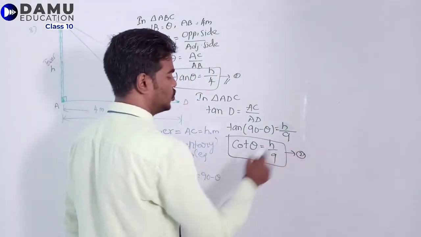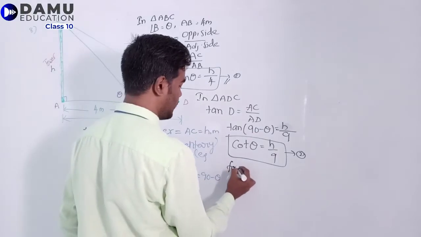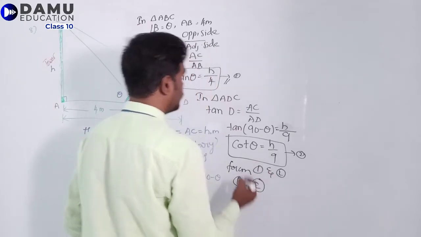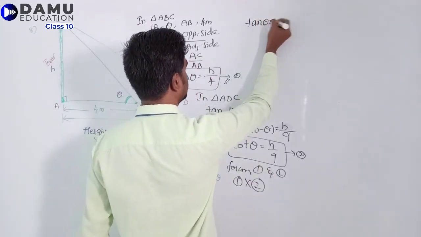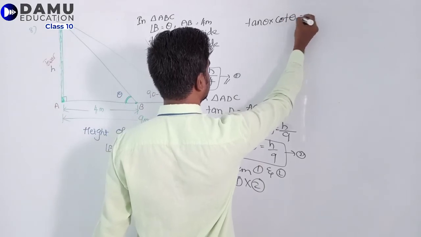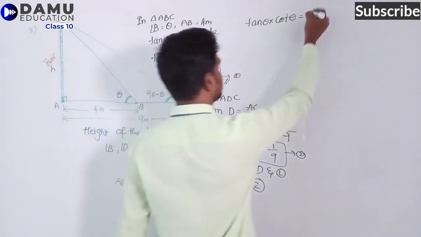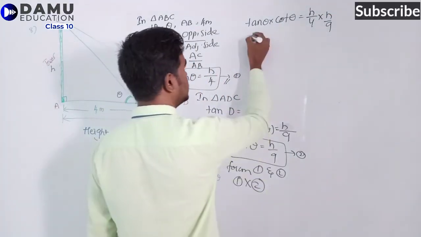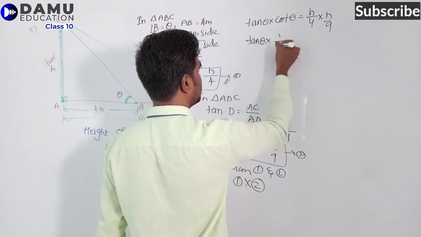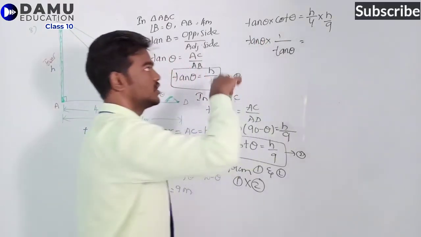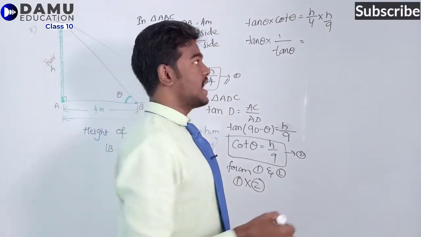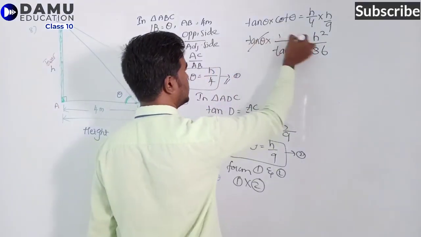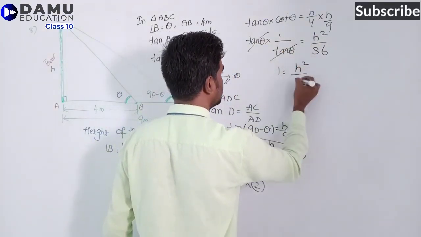Let's take this as equation 2. From equations 1 and 2, let's multiply 1 and 2: tan theta into cot theta equals h by 4 into h by 9. As we know, cot theta equals 1 by tan theta. So h into h, 4 nines are 36, and tan theta cancels, giving 1 equals h square by 36.